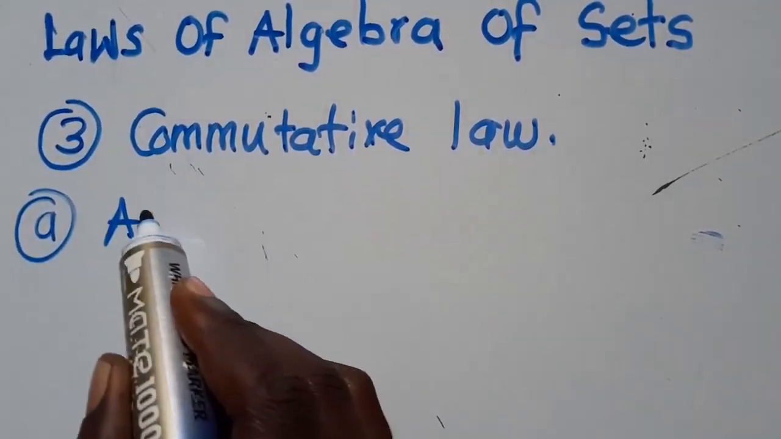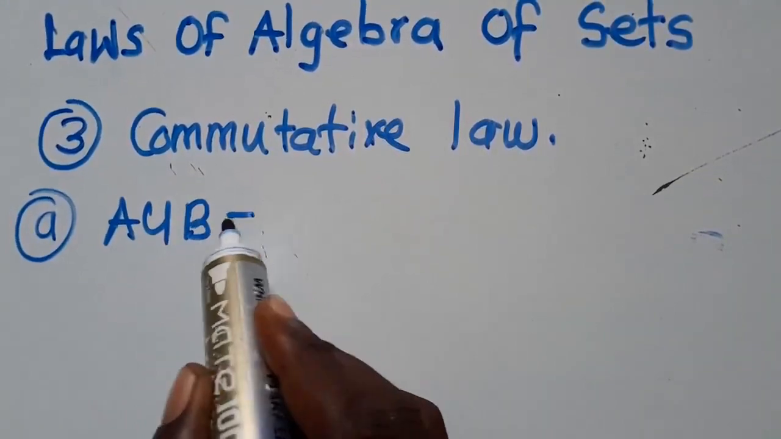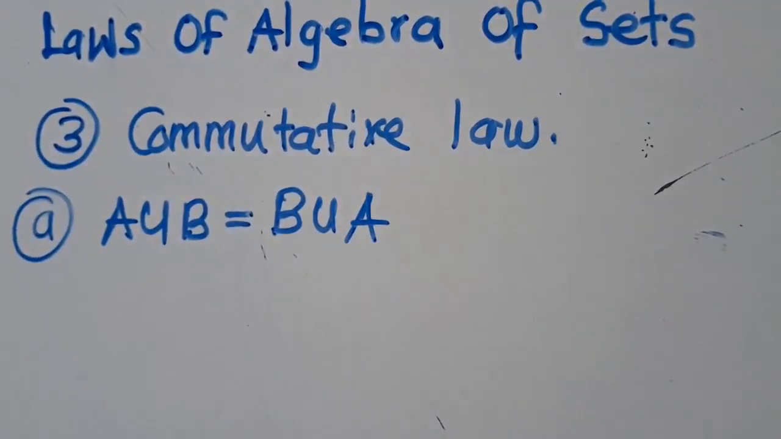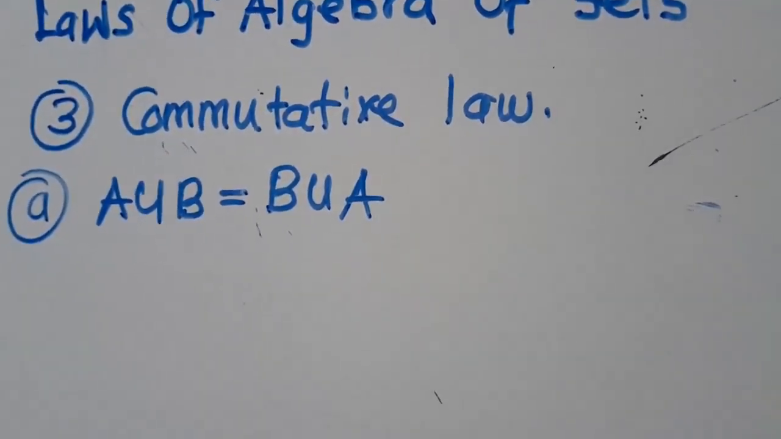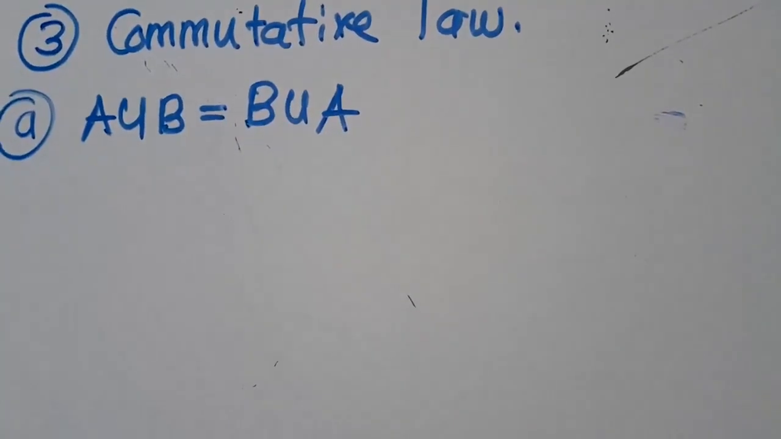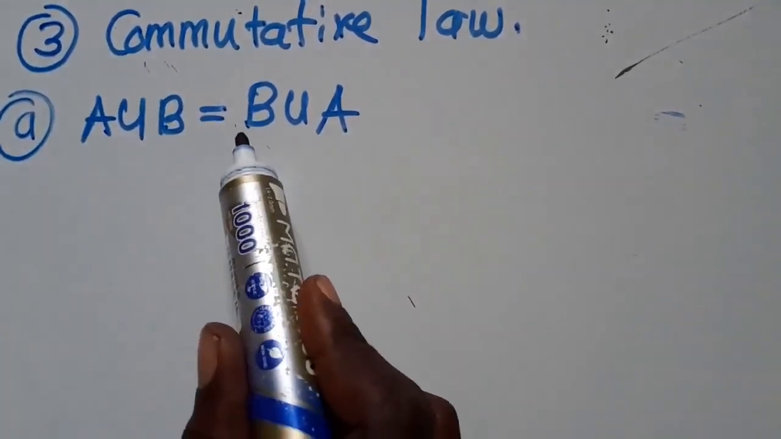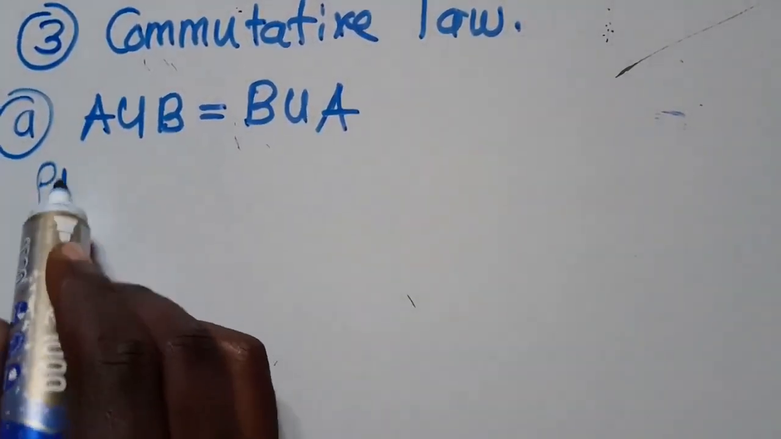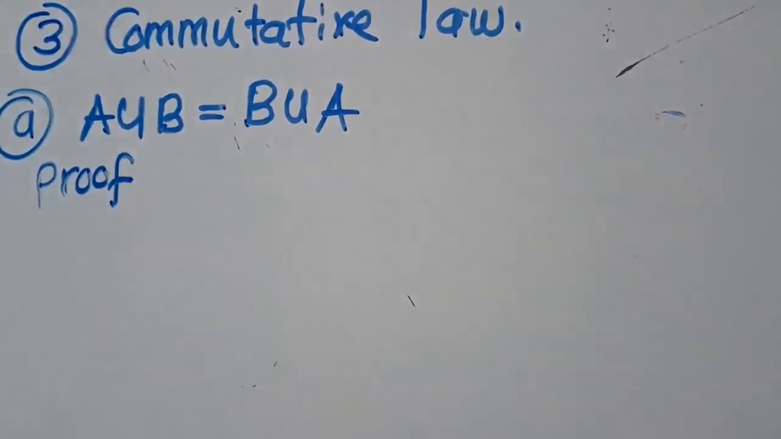So this one states that A union B is equal to B union A. These two are just the same. A union B is equal to B union A. So how can you prove this? We are proving all these, and I want you to know how to prove all the things that I'm discussing with you. So the first thing that you are going to do, you want to prove this.